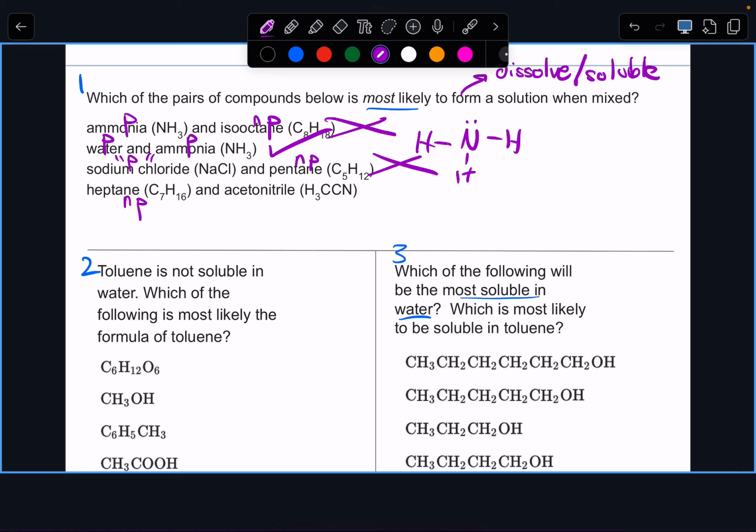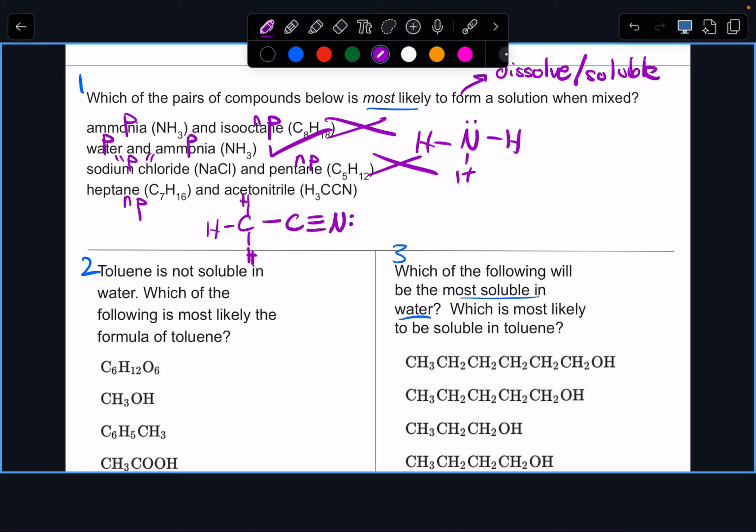Acetonitrile, this one's a little bit harder. We might have to draw the Lewis structure here. Most of them you won't have to, but let's just take a look. So CH3CN. That one's going to look like this. So it's very slightly polar, okay?